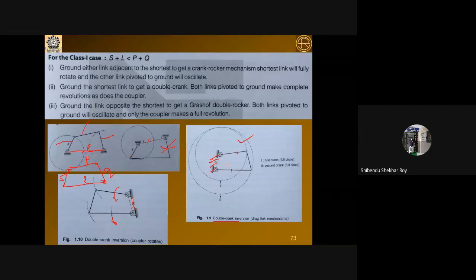Now, if you ground the other link, all three are over. The only remaining link is Q in this case. If you fix Q, then what will you get? Q is opposite to the shortest link. Ground the link opposite to the shortest to get the Grashof double rocker. In this case there has been a mistake: this is not S, this is opposite to S. Opposite to S, this one you fix. The picture has been drawn somewhat wrong. Both links connected to the ground link will oscillate. So both have oscillation, then how is it the Grashof link?